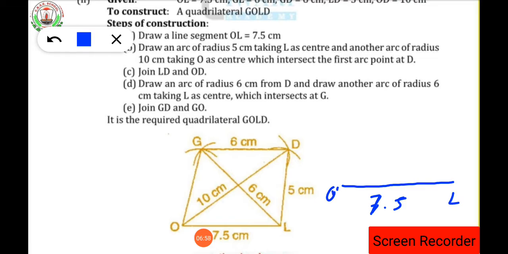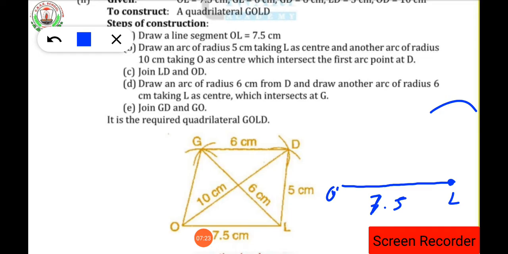Then in the next step, you have to measure 5 centimeter on the mouth of your rounder with the help of your scale, and keeping the needle at point L, draw an arc.